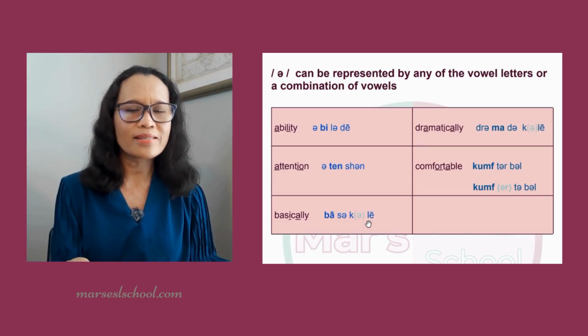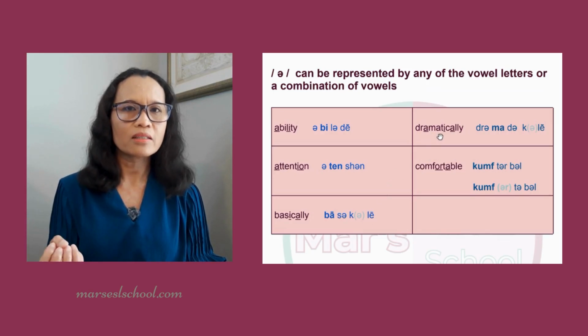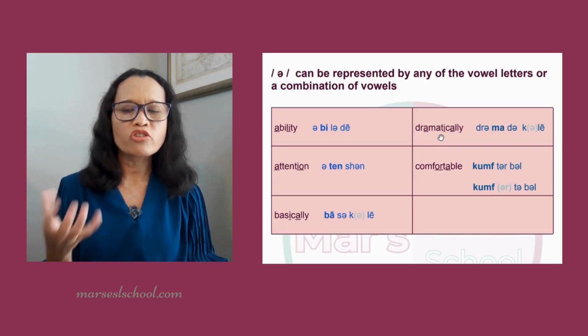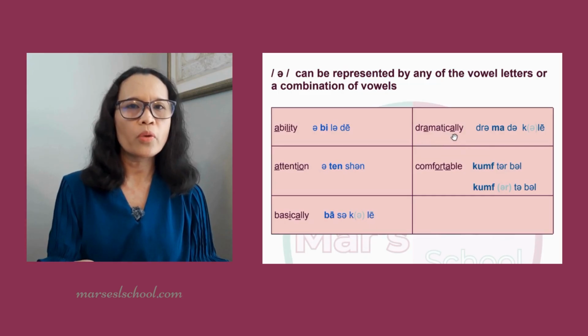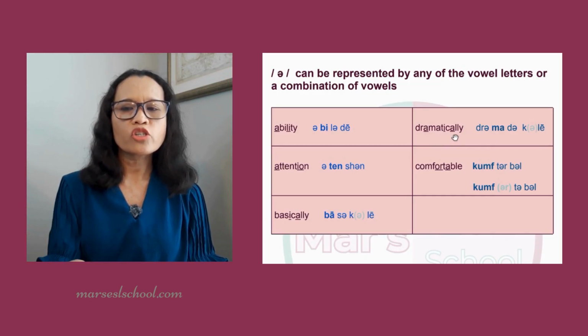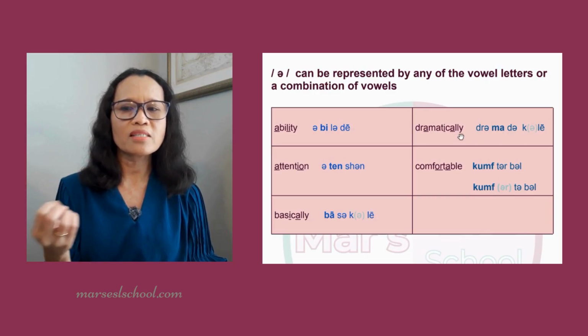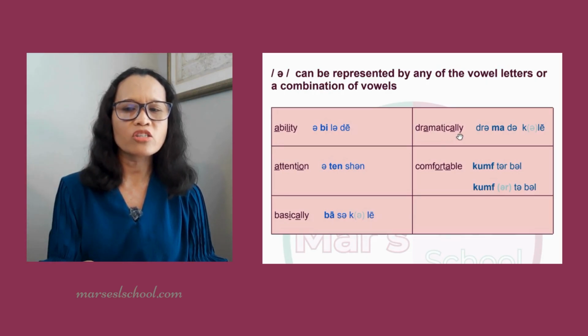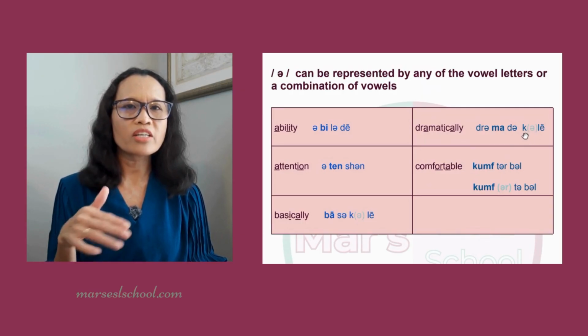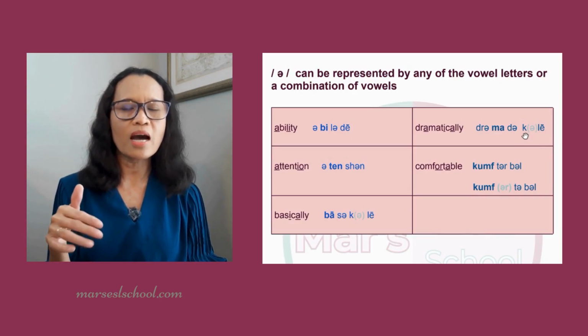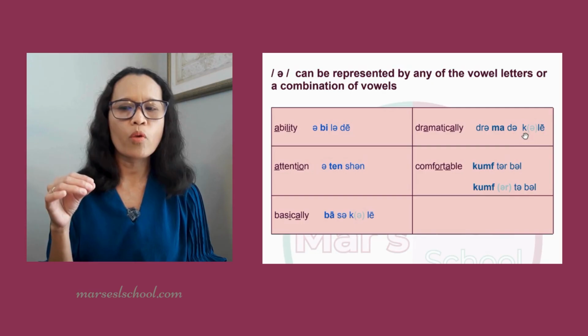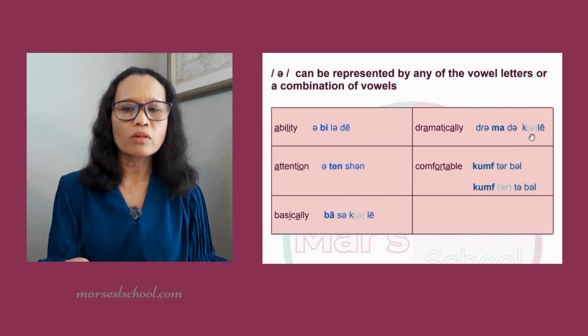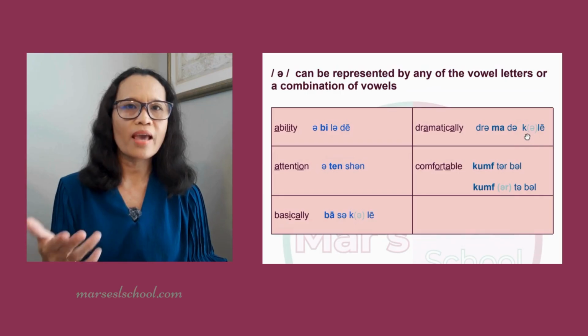A very similar example, we have dramatically. You remember this word from earlier. I mentioned that it's going to come up again. So here we are. Very similar spelling and pronunciation to basically. It ends with C-A-L-L-Y, but we don't have a vowel sound after the K sound. So there's no kali here. So it's not dramatically. It's not with a vowel. There's no vowel sound after your K sound.